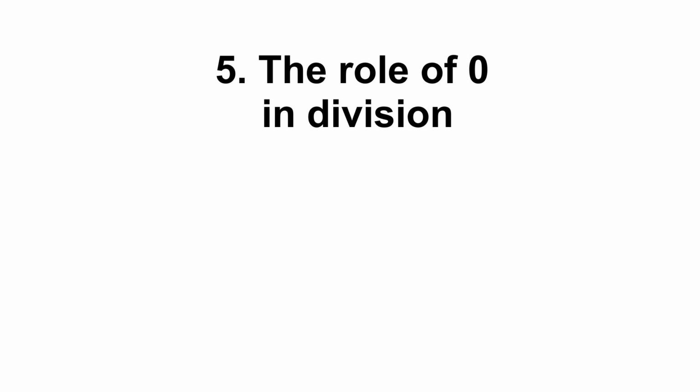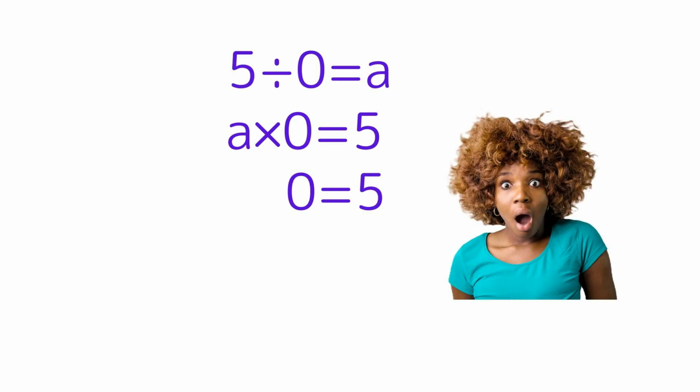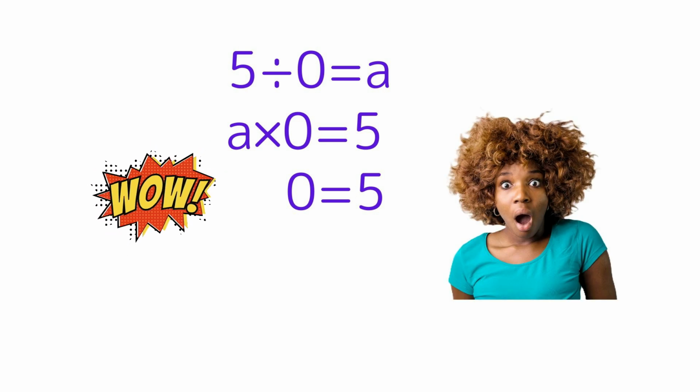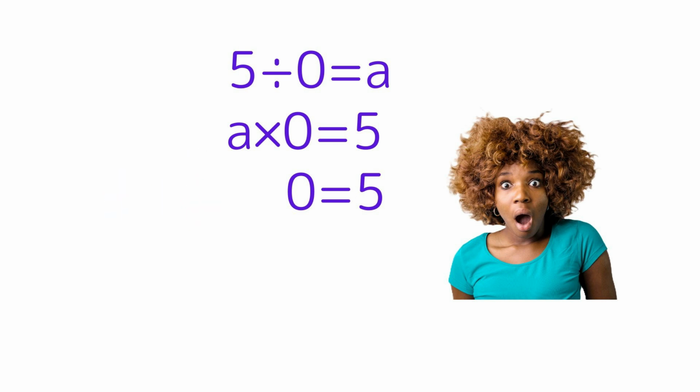5. The role of 0 in division. The content of this section is a bit complex. Please listen carefully. Division by 0 is not defined because it causes mathematical inconsistencies. For example, if 5 divided by 0 equals a, then 5 equals a times 0. However, any number multiplied by 0 is 0, so we get the impossible equation 0 equals 5. Therefore, dividing by 0 breaks the rules of mathematics.